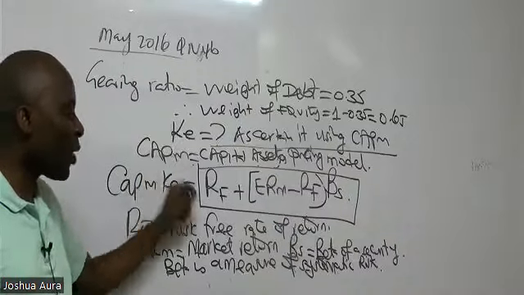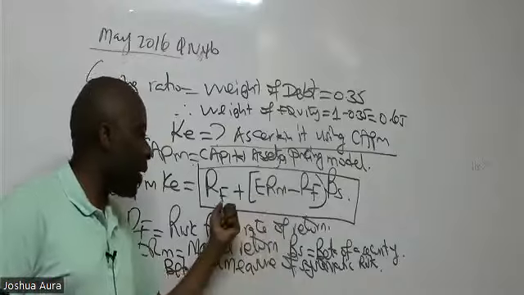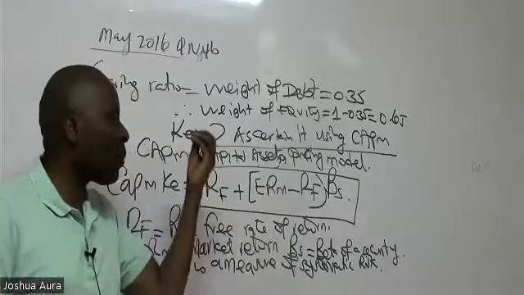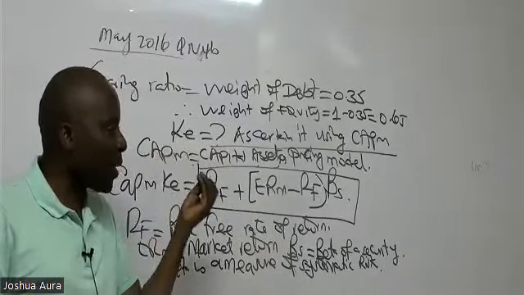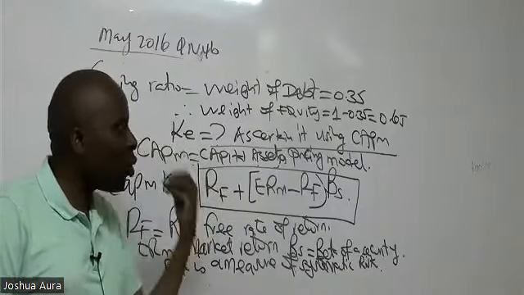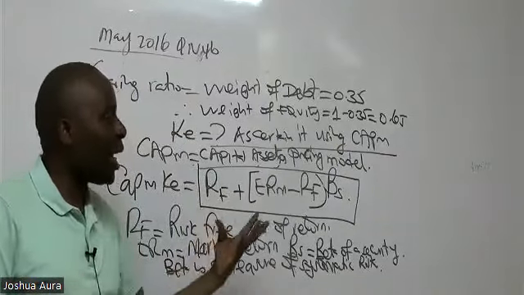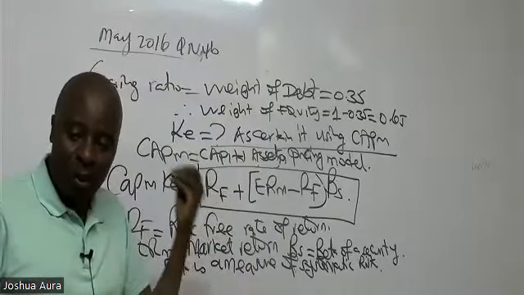For now, the thing that I would want you to cram here is that the CAPM cost of equity will always be equal to risk-free plus ERM minus this risk-free, to get the risk premium. And once I have the risk premium, it must always be multiplied with the beta of a security.